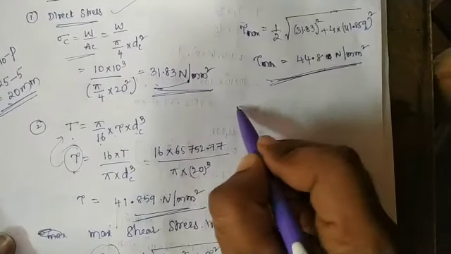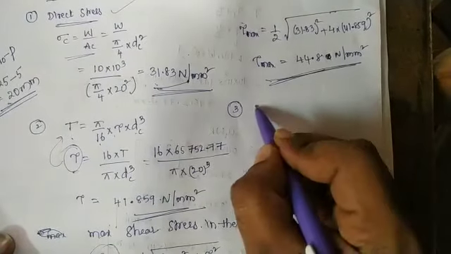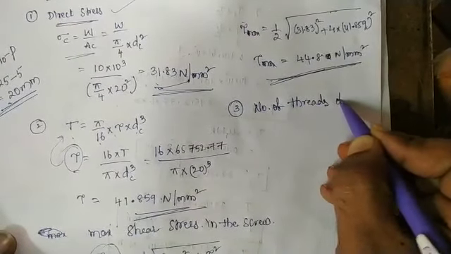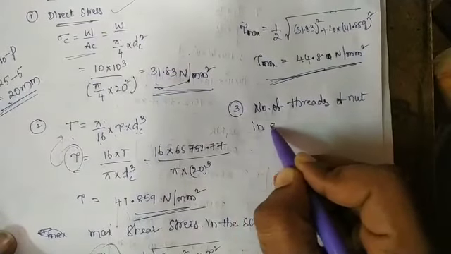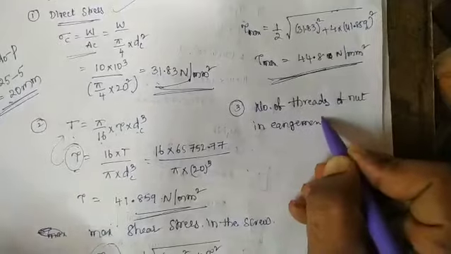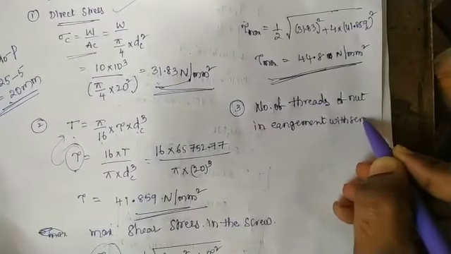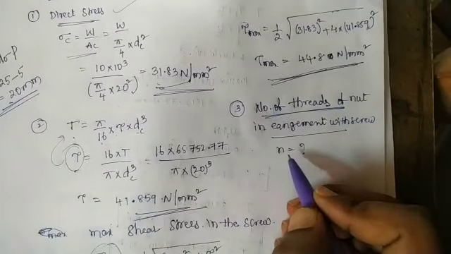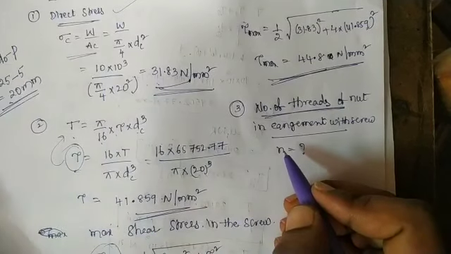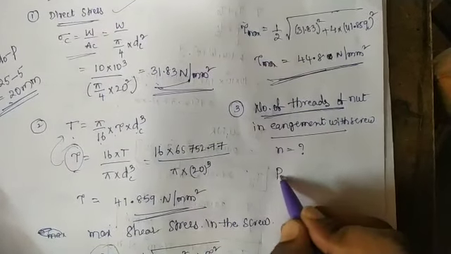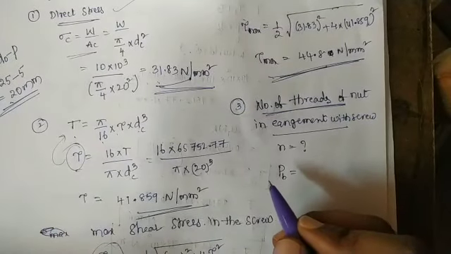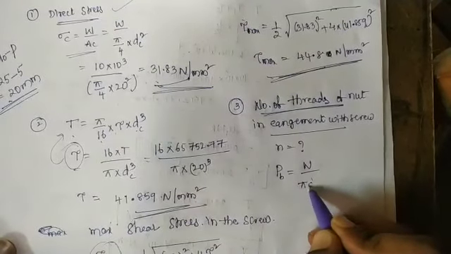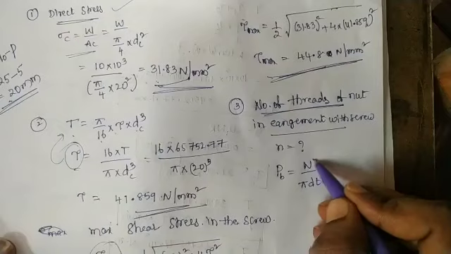Then finally, the third one is the number of threads of the nut in engagement with the screw. That means calculate the number of threads, small n. We can easily find the small n value from bearing pressure. With the help of the bearing pressure formula, Pb equal to W by pi into d into t into n.